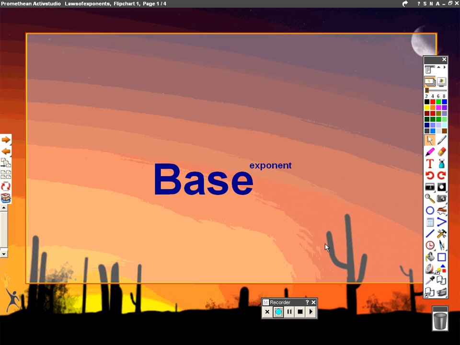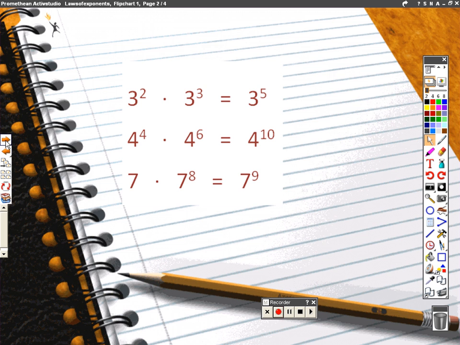You've seen this before. You have a base and an exponent. The big number is the base, and the tiny little number up to the right-hand corner is the exponent. Let's look at these in a different case. Here I have some examples.